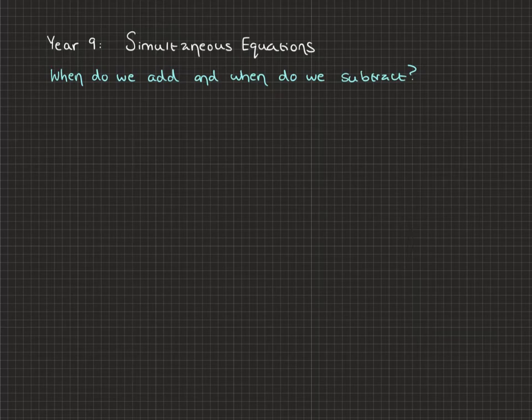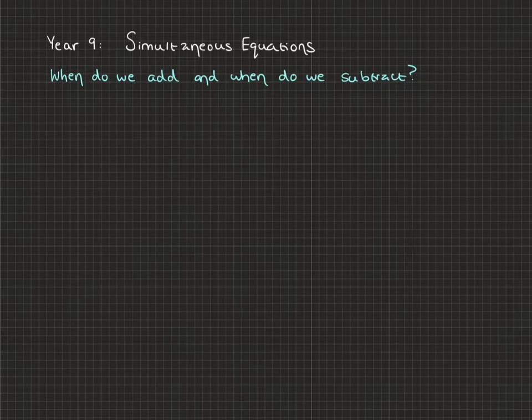So far in our study of simultaneous equations, we have seen that in some instances we need to add our pair of simultaneous equations to eliminate one of our two variables, and in some instances we need to subtract our pair of simultaneous equations in order to eliminate one of the variables. Now the key question is, when do we add and when do we subtract, and how do we know if we're faced with a mixture of questions?